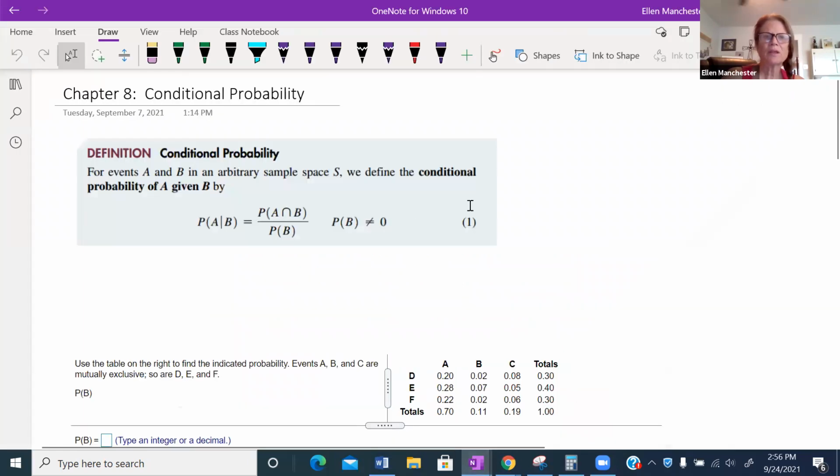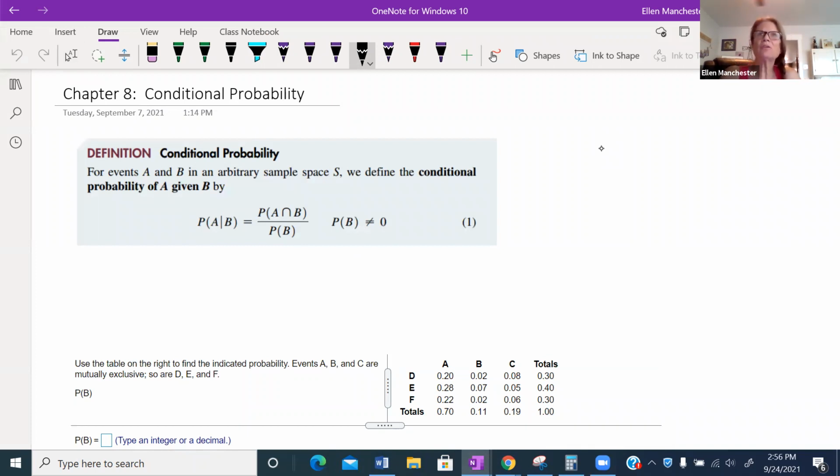So this is what's called conditional probability. Conditional means there are conditions that are set in order to find the probability. So this is the math, the notation that you'll see. This is the probability of A given that B has already happened.